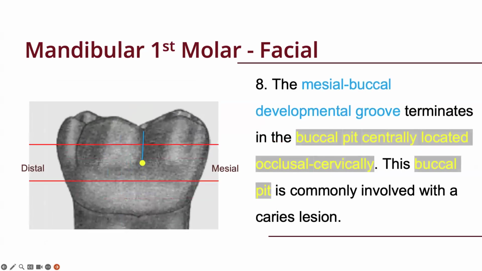The mesial buccal developmental groove terminates in the buccal pit, centrally located occlusal cervically, and this buccal pit is commonly involved with a carious lesion. Typically, you'll see in people, if the occlusal groove or central groove is decayed, often this buccal pit can be decayed along with it. It's also an area that should be sealed. If you're doing sealants on the occlusal surface of the tooth, you should seal the buccal groove and buccal pit with it.